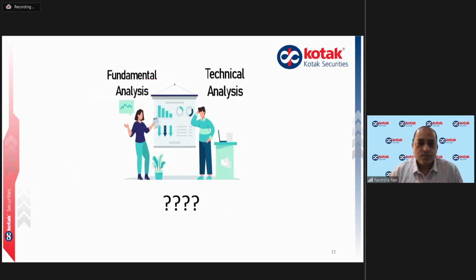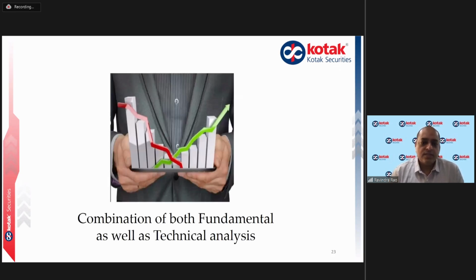So this brings us to a point wherein one has to decide whether to go for fundamental analysis or technical analysis. And our answer to this is that one has to go for a combination of both, because as per us, commodity fundamentals as well as technical analysis are important. Sometimes fundamental analysis comes very handy, and the technical analysis might fail, and sometimes it might be vice versa.